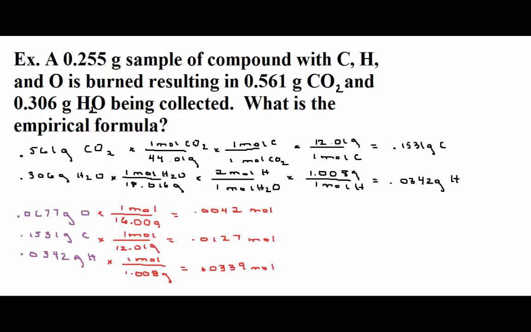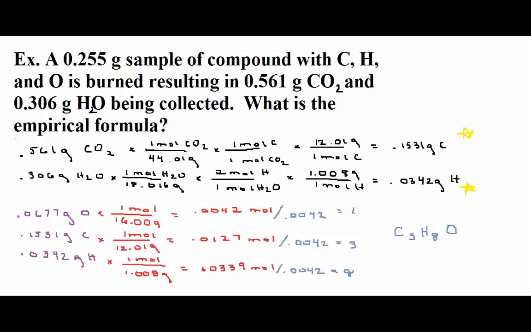Second to last step that I need to complete for finding the empirical formula, I need to divide by the smallest number of moles, which in this case is 0.0042. And what I end up getting up here, I get the whole number of 1. Here I get 3, and here I get 8. And so what that tells me is that the empirical formula for this is going to be C3H8O.